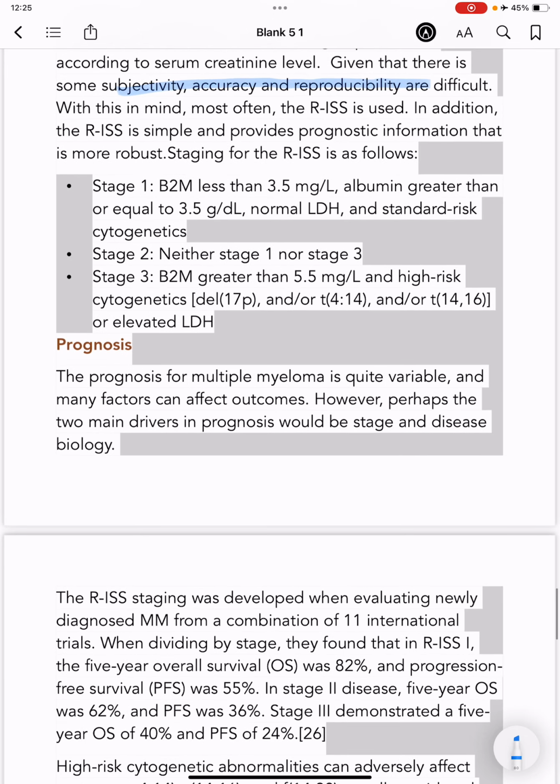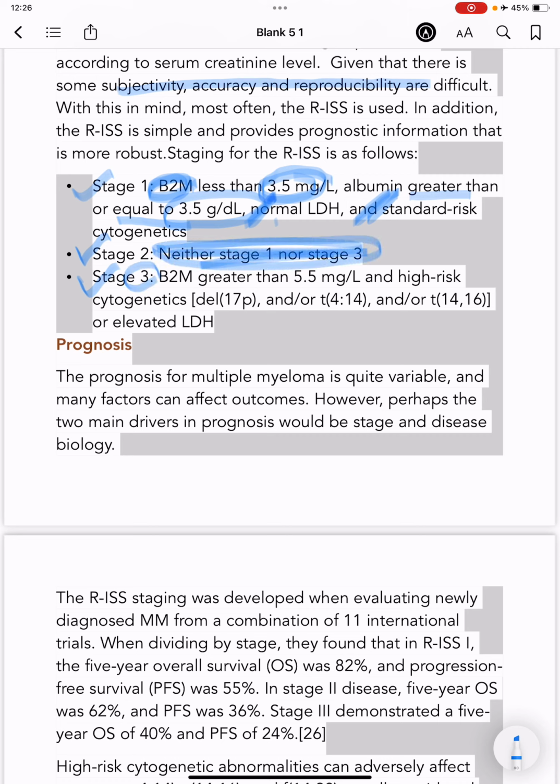In this we have divided into stage 1, stage 2 and stage 3. First of all, what is stage 1? Beta 2 microglobulin will be less than 3.5, albumin will be greater than or equal to 3.5, LDH will be normal, and standard cytogenetics. Stage 2 means neither stage 1 nor stage 3.